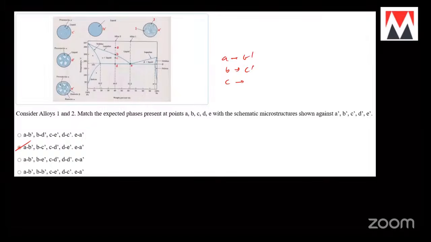Next, C, you have what? C, you have solid plus liquid again. Solid plus liquid is D dash. Then D, D is again solid, complete solids, right? Where is complete solids? You have eutectic alpha and eutectic beta. You'll have E dash. And E is completely a lamellar structure.